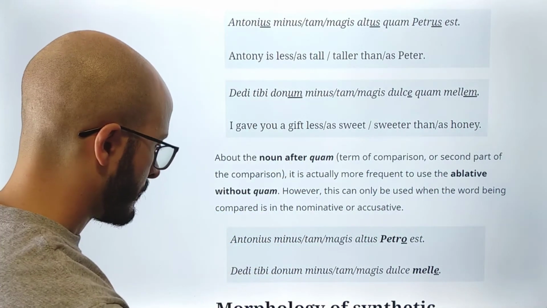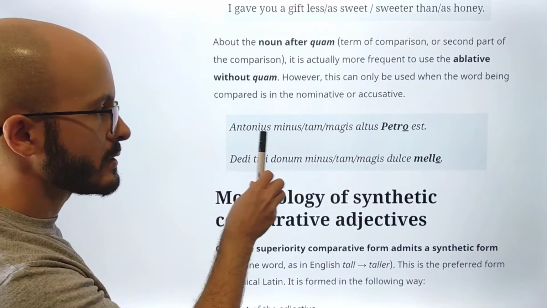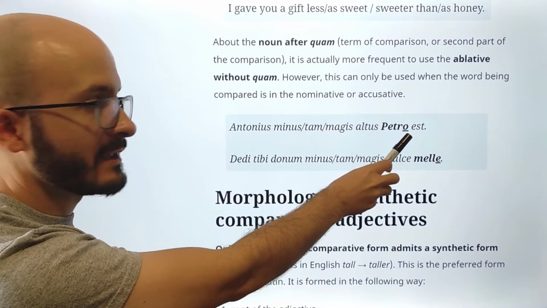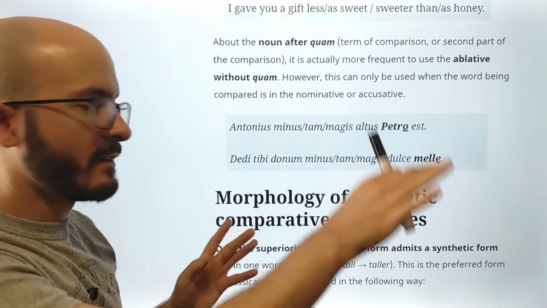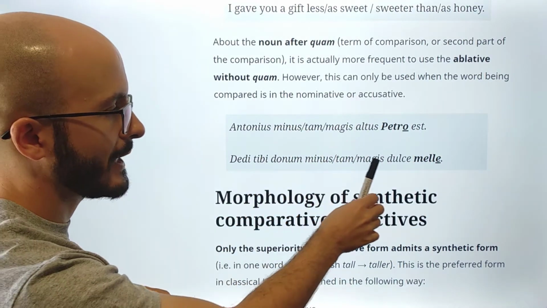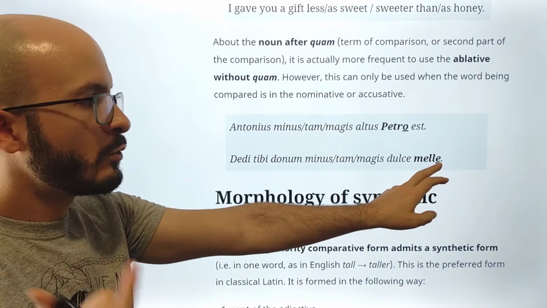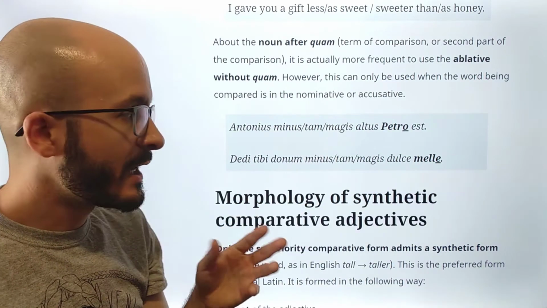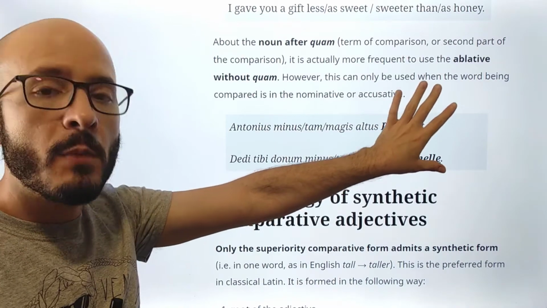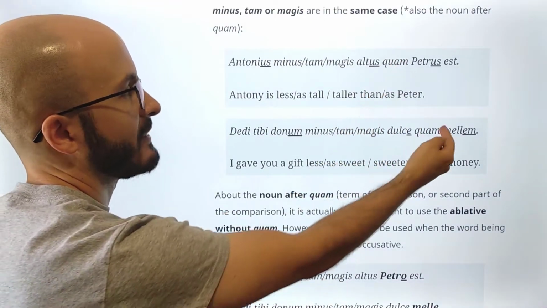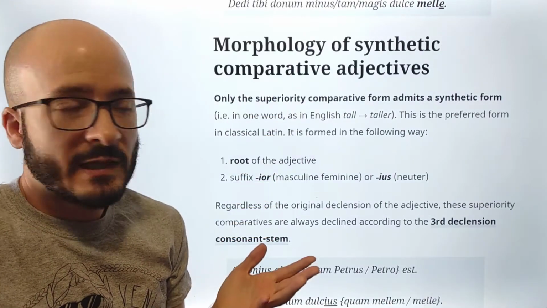So let's see. Antonius minus tam magis altus Petro. So Petro in the ablative without quam or without anything. Dedi tibi donum minus tam magis dulce melle. Okay, so melle in the ablative without quam. And as I was saying, this is the most frequent, more frequent than with quam and the same case. Okay, so that's the syntax.